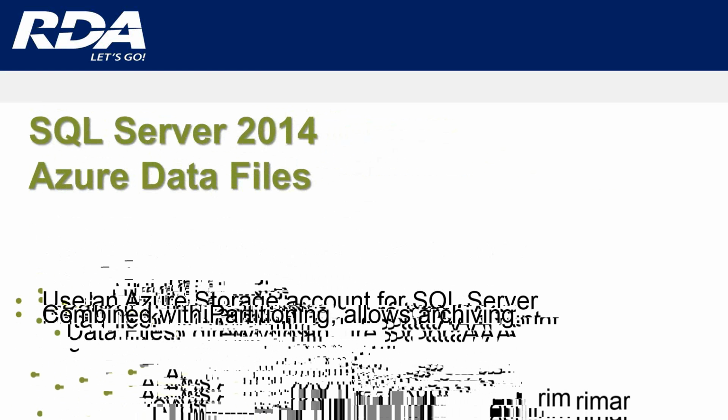Now, if you combine this with partitioning, this should allow you to archive data or maintain historical data in a different location. You think of it this way: if you were to partition, say, customer orders by age, you could move your orders older than 10 years over to a partition that's stored in Azure.